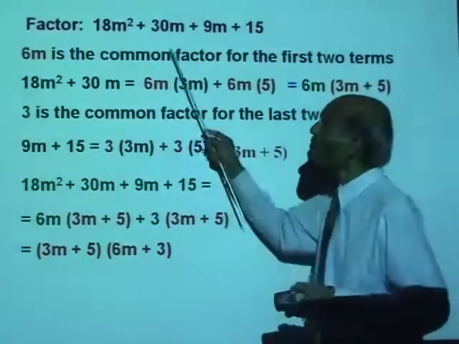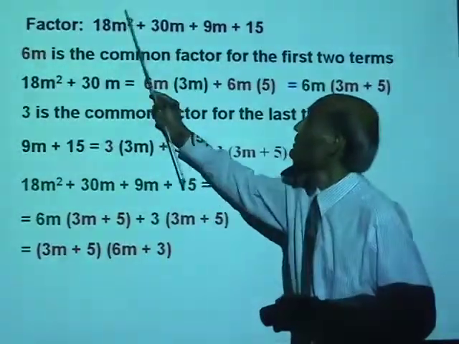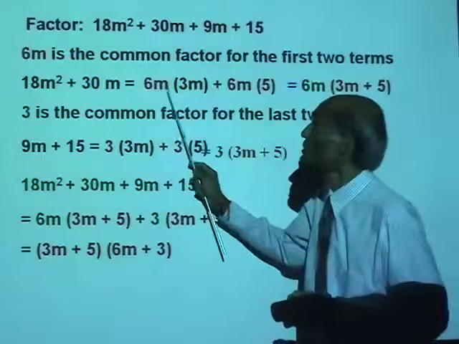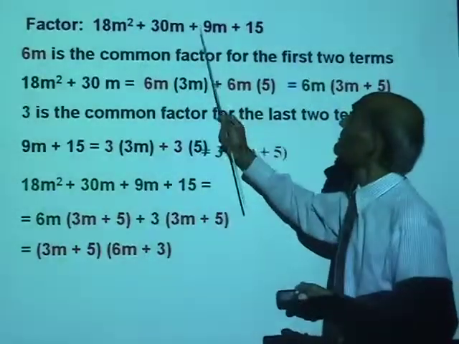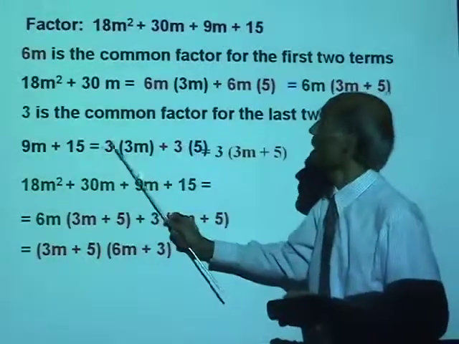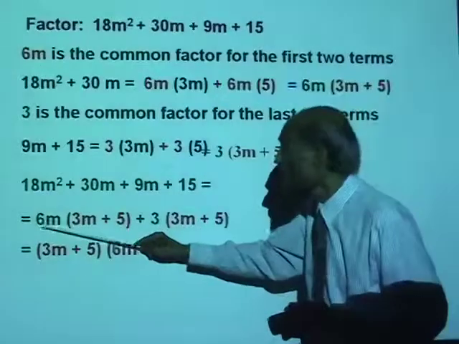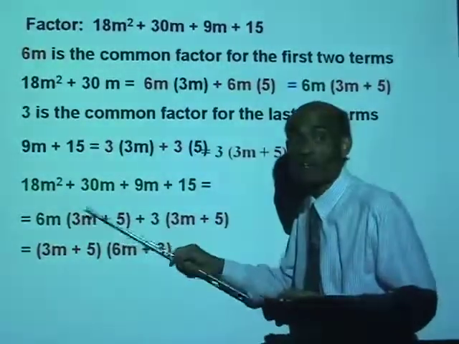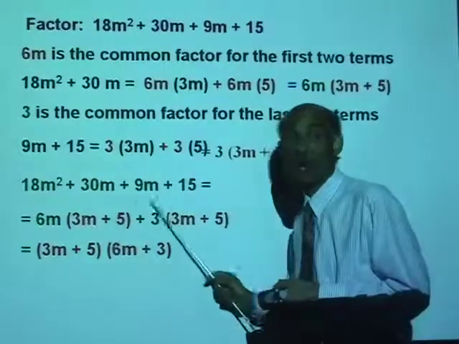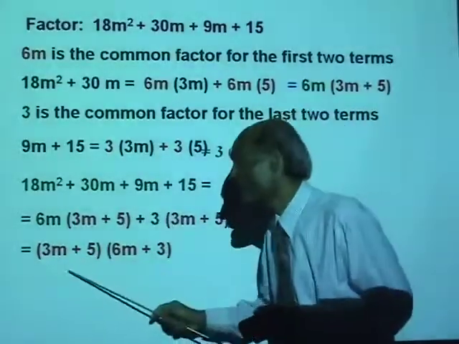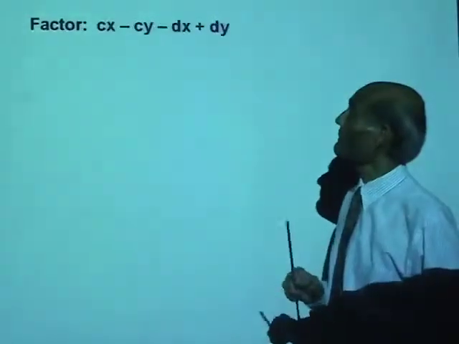Okay? Try and do this on your own. First, take the first two terms and factor out the common factor. Then take the last two terms and factor out the common factor. And then combine the two together and recognize 3m plus 5 as common and then factor that out. Okay, let's practice with another one.